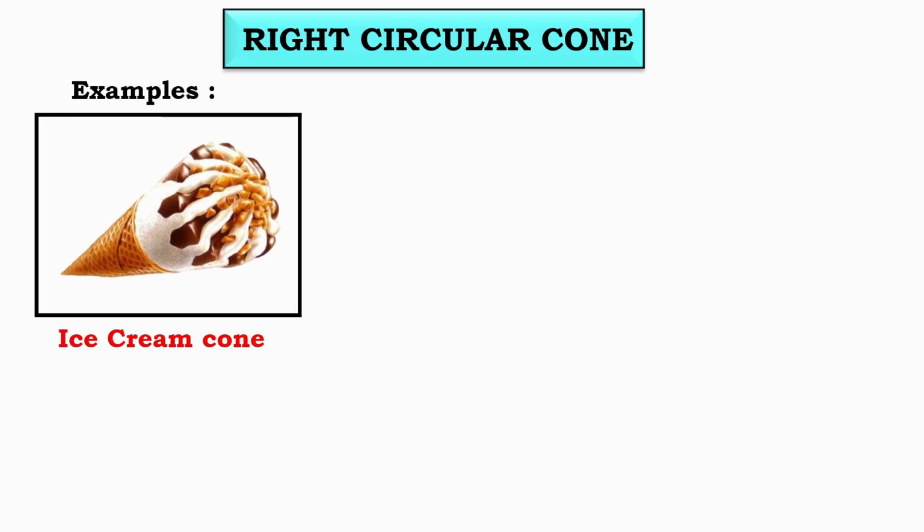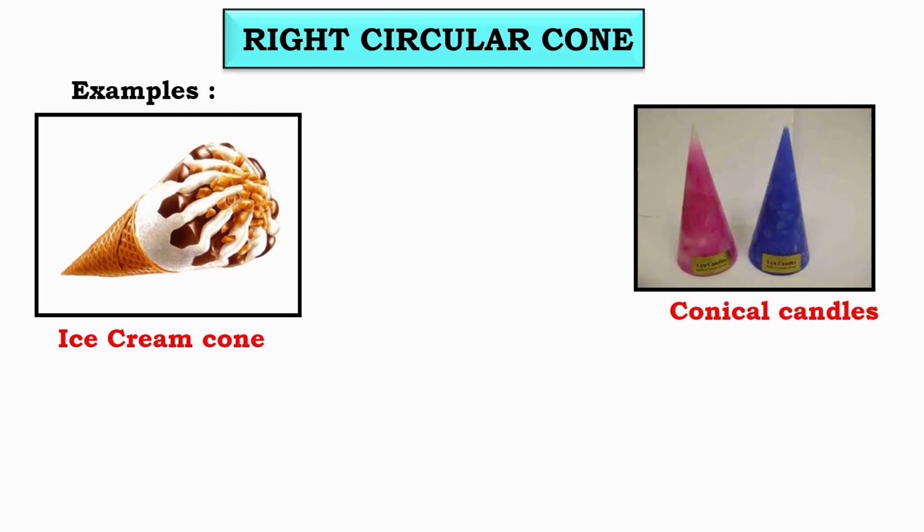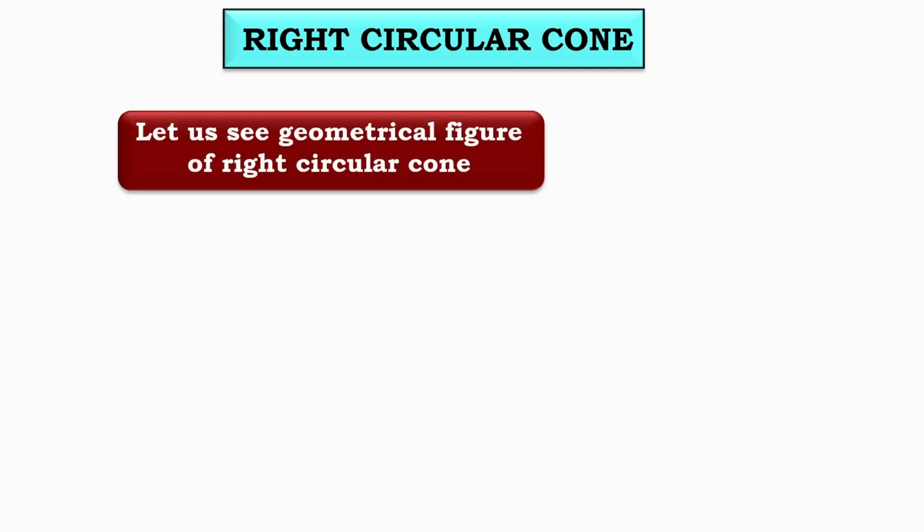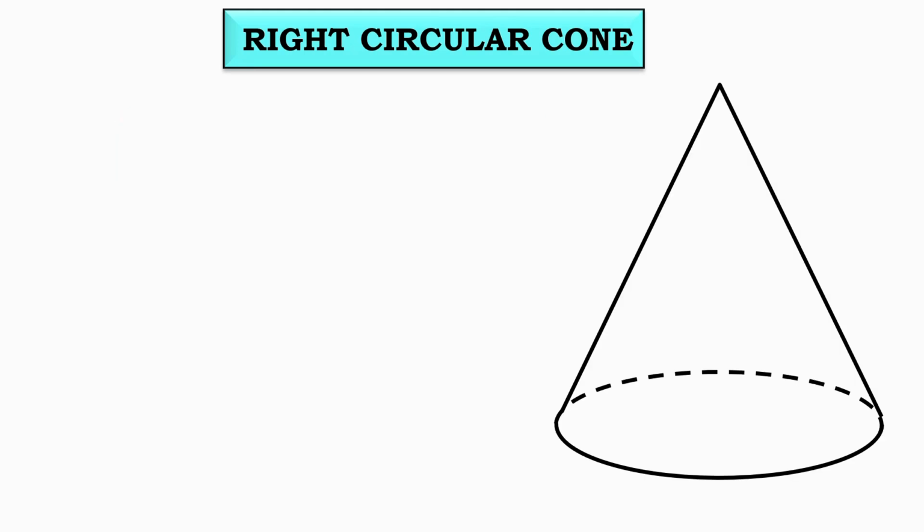Every day, all of you love to eat ice cream, right? So ice cream is the shape of a cone. If we take conical candles, whenever you have a birthday party, we use the cone shape of thing, right? So that is also a cone. Sand cone, this is also a shape of cone. Now let us see the geometrical figure of right circular cone. So this is the geometrical figure of right circular cone.